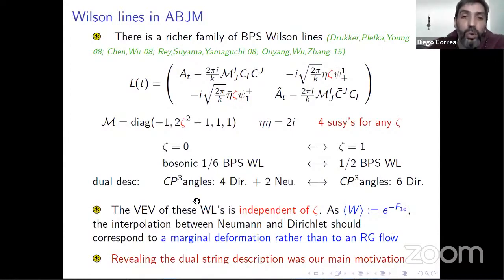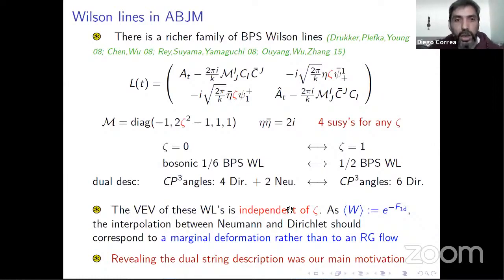Revealing what the dual description of this is was the main motivation of our work. A central point in looking for this dual description of the appropriate boundary condition to describe this interpolation is that, in contrast to what happened in the case of Polchinski-Sully, if you now compute the expectation value of this Wilson loop with this zeta parameter, you see that the VEV is independent of this coefficient that distorts and interpolates between the two cases. So if you think that the expectation value of the Wilson loop specifies the free energy of the one-dimensional theory, this interpolation is not like an RG flow. It should correspond to a marginal deformation of the theory.